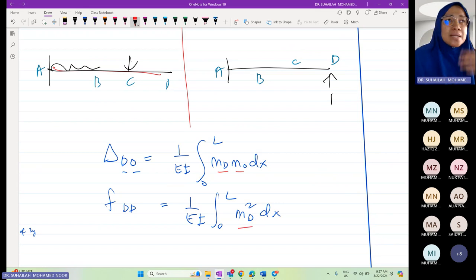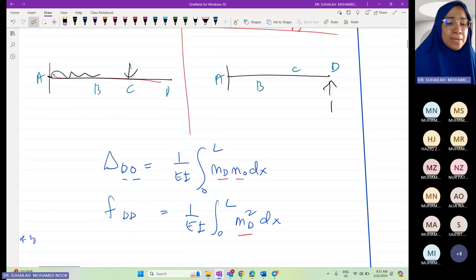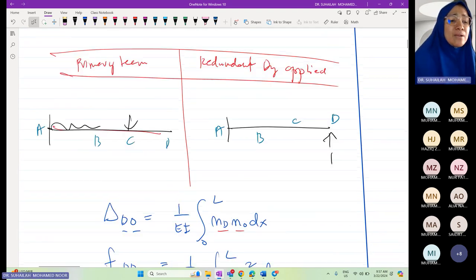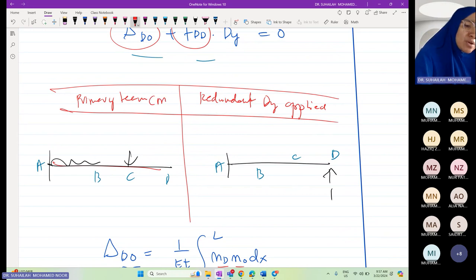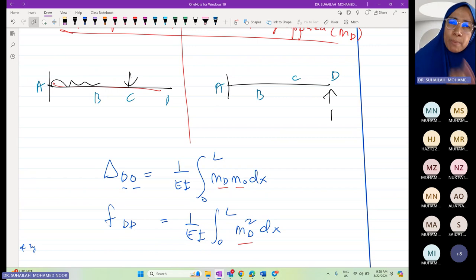Of course later the D, whether D or E or B or C, will become one general symbol. There is no time to cover it anymore, three minutes left. Okay, MD, M naught, MD. In this there are two, MD and M naught. And always remember, the primary system is always M naught. The redundant system follows whatever the label is, whether BB, CC, DD, or 1-1. So in this formula there are two moment equations which come from two systems. M naught is the primary system and the other is the redundant system, regardless of the label we use.